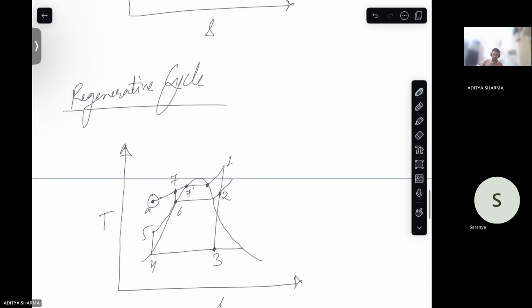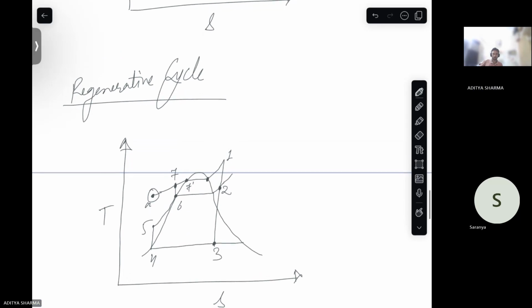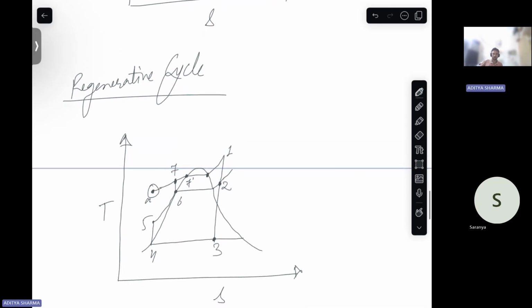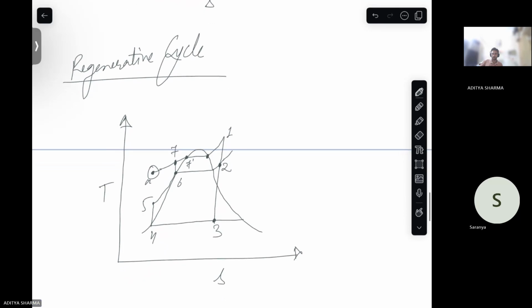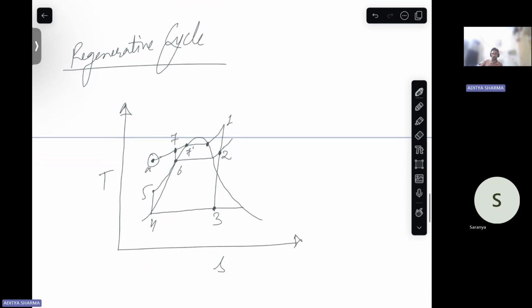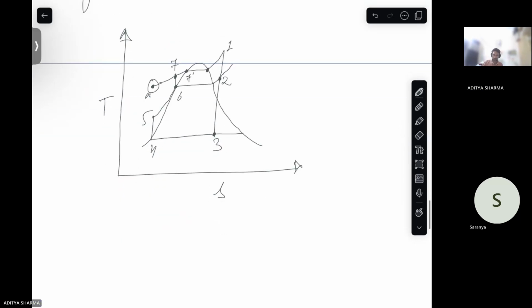In your closed regenerative cycle, or closed feed water heater, in that case this steam doesn't mix with your feed water. Okay. So this basically is your regenerative cycle.